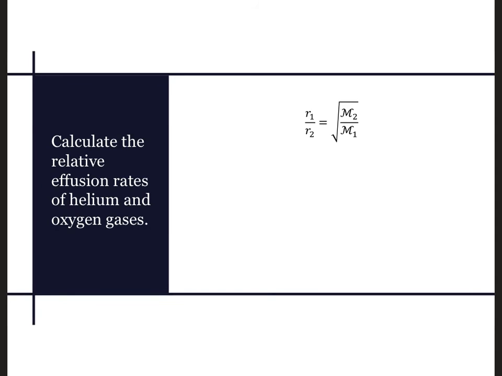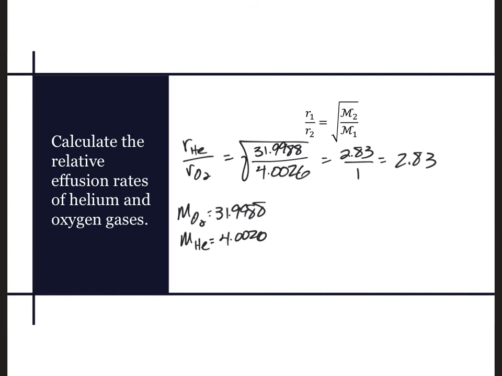Let's calculate the relative effusion rates of helium and oxygen. Using Graham's law, we see the ratio of the root mean square speed of helium to oxygen is equal to the square root of the molar mass of oxygen divided by the molar mass of helium. This result tells us that helium atoms effuse at a rate that is 2.83 times faster than the effusion rate of oxygen molecules. This makes sense because helium weighs a lot less than O2.